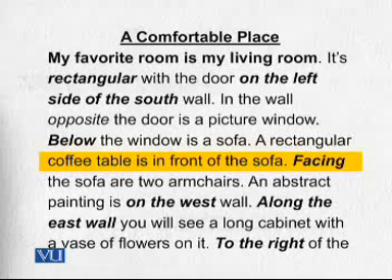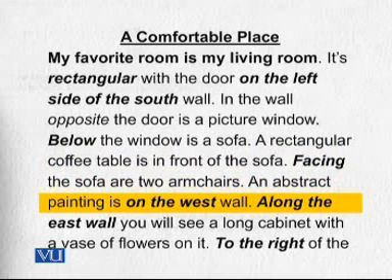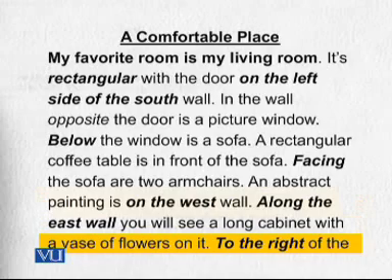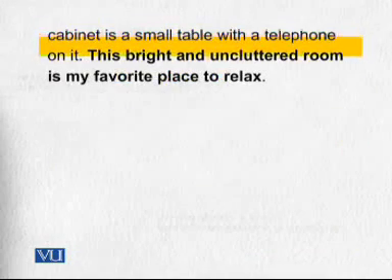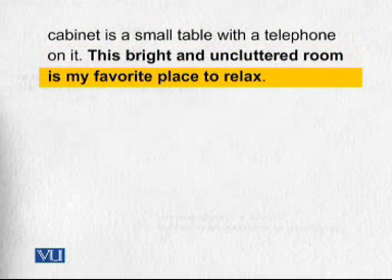Let's continue. Facing the sofa are two armchairs. Now, facing is another important word which shows direction. Facing the sofa are two armchairs. An abstract painting is on the west wall. Along the east wall, you will see a long cabinet with a vase of flowers on it. To the right of the cabinet is a small table with a telephone on it. This bright and uncluttered room is my favorite place to relax. Now, this is what? This is the conclusion of the paragraph. And of course, the first line is indented.